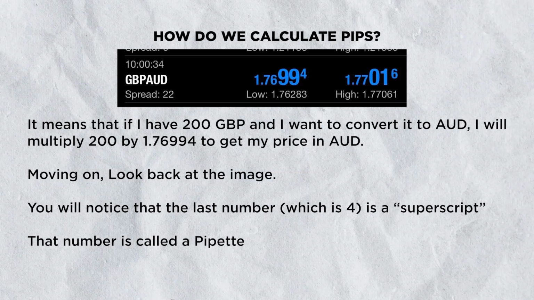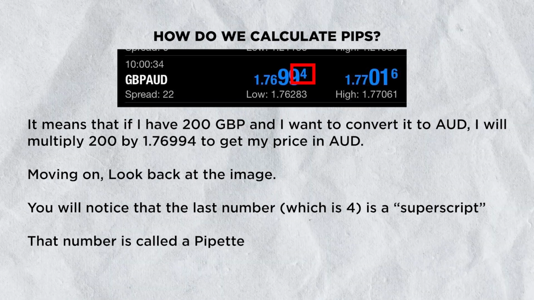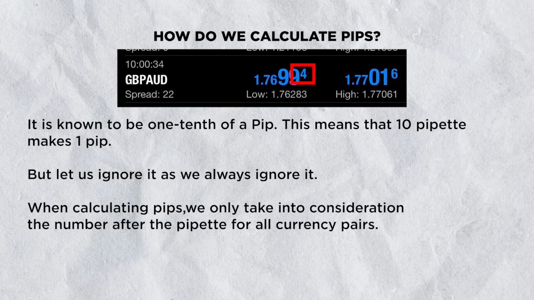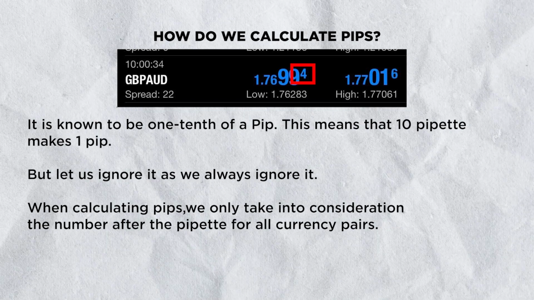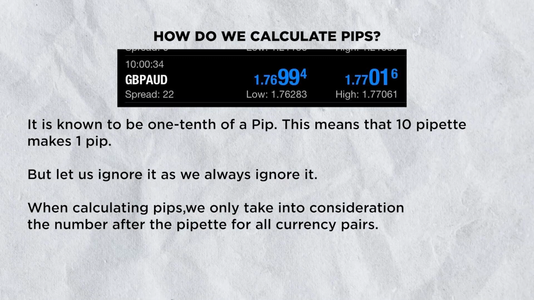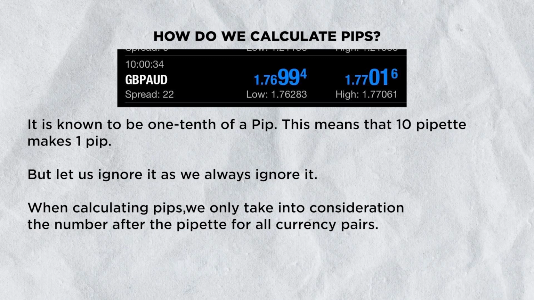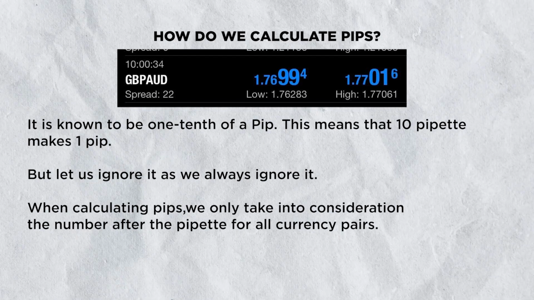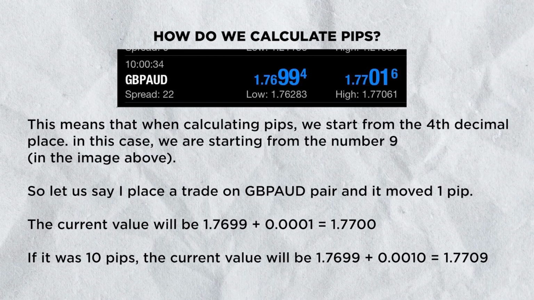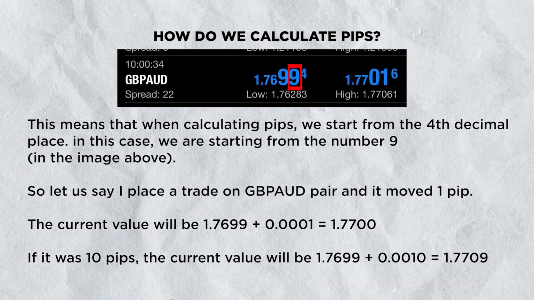Moving on, look back at the image. You will notice that the last number, which is 4, is a superscript. That number is called a pipette. It is known to be 1/10 of a pip. This means that 10 pipettes make 1 pip, but let us ignore it as we always ignore it. When calculating pips, we only take into consideration the number before the pipette for all currency pairs. This means that when calculating pips, we start from the 4th decimal place. In this case, we are starting from the number 9 in the image above.